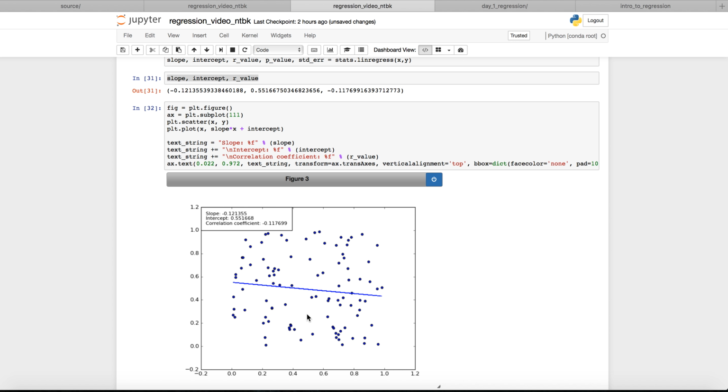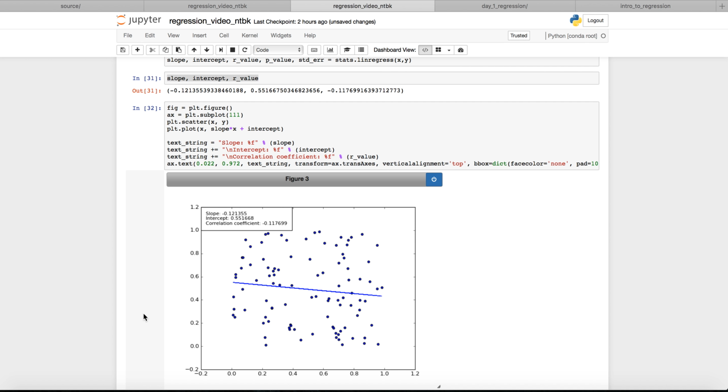Okay, well, if you look at the correlation coefficient, it's 0.11 here. That is not very strong. That is not able to explain a lot of this data. And sure enough, if we look at the picture, we should see that. This line is not very close to a lot of the data. And that's what the correlation coefficient tells us. Because it's not close to 1, it's not able to explain a lot of the data.